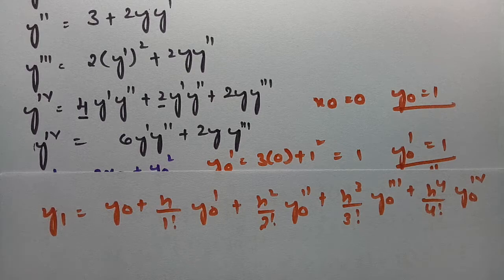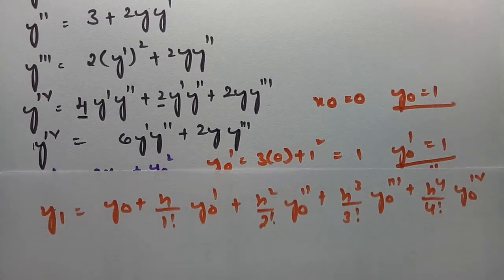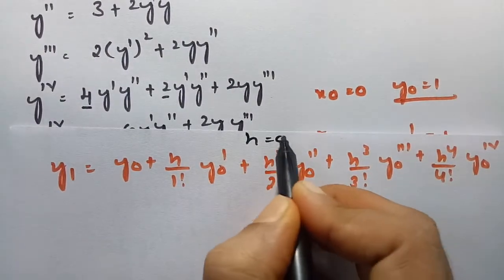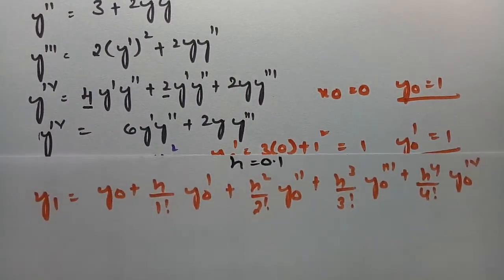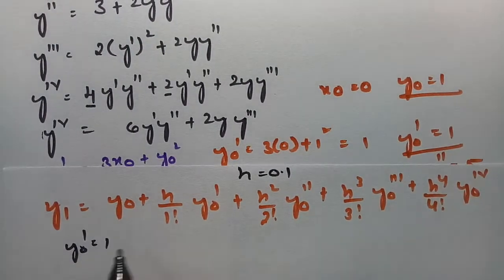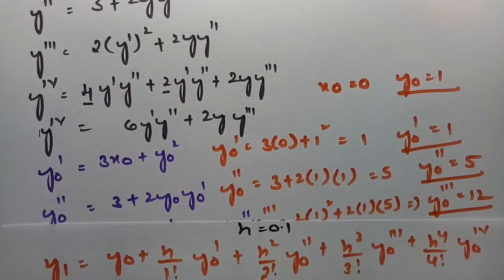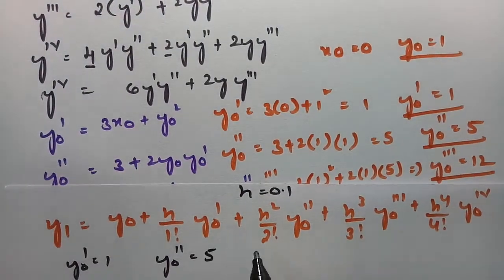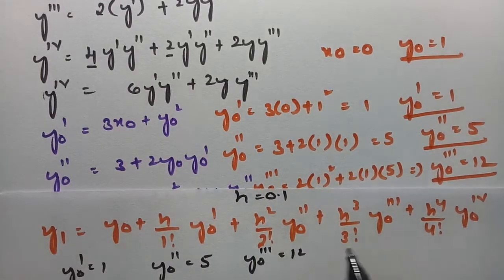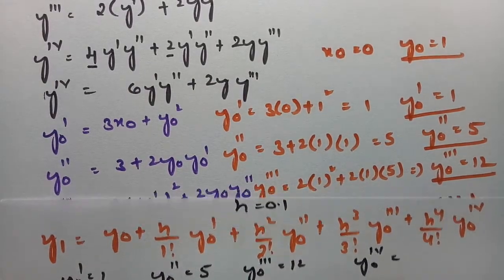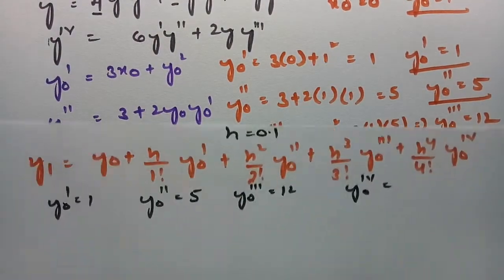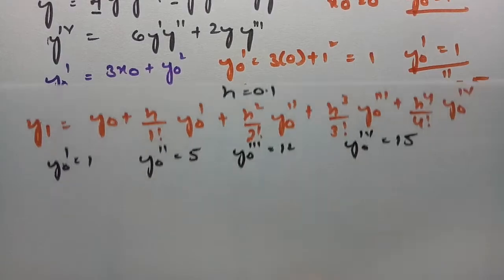And here if you observe this one, we have to go with h is equal to 0.1, and we have all the values: y naught dash value is 1 here, y naught double dash value is 5, y naught triple dash value is 12 here, and the y naught fourth derivative here is 54. So I have to substitute all the values here.